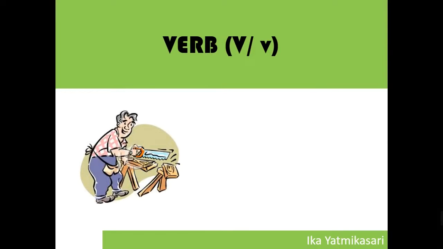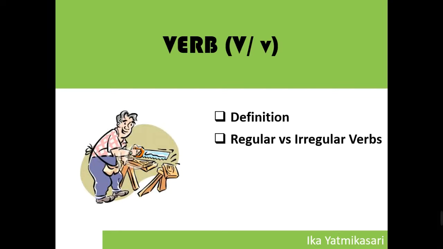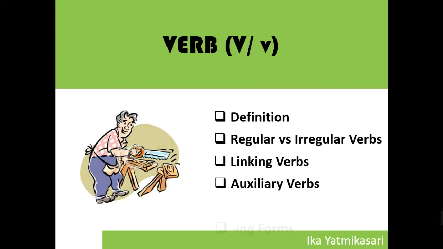In this meeting, we will talk about the second parts of speech. It is verb. The discussion will cover definition, regular and irregular verbs, linking verbs, and then followed by auxiliary verbs, and the last is ing forms. And this is the first part of the discussion.